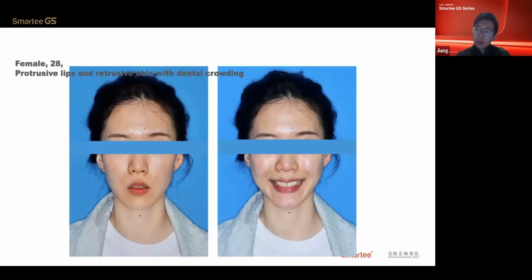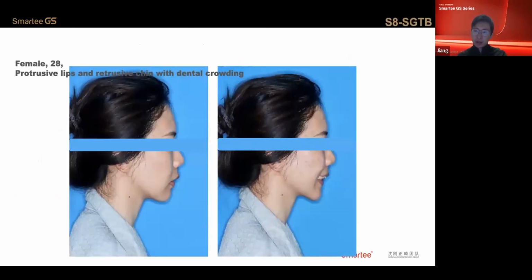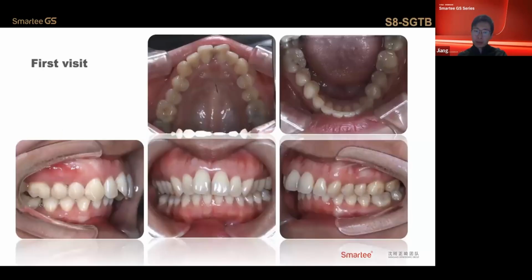And let's see two cases. The first case, a 28-year-old female who has protrusive lips and retrusive chin with dental crowding. We can see incompetent lips and, in the facial profile, protrusive lips and a retrusive mandible. Intraorally, we can see deep overbite, deep overjet, and deep curve of Spee. The molar relationship is full unit class 2.